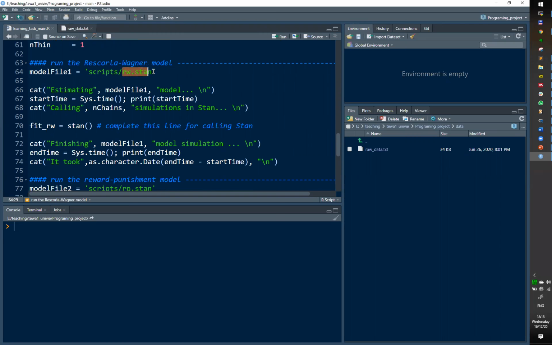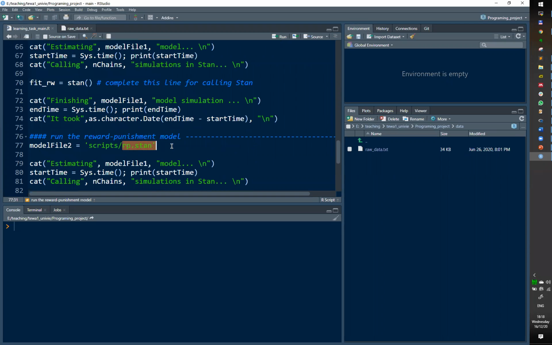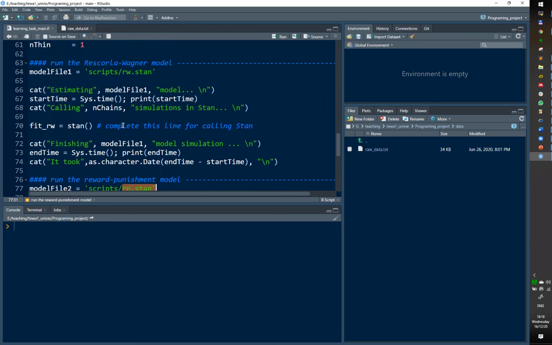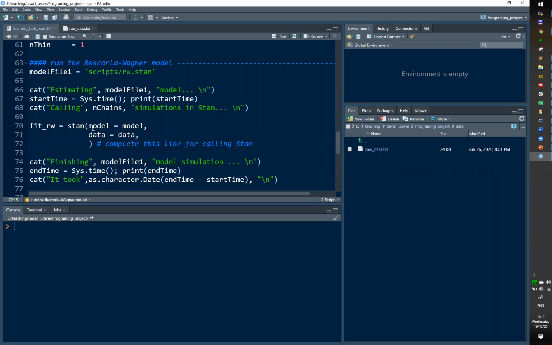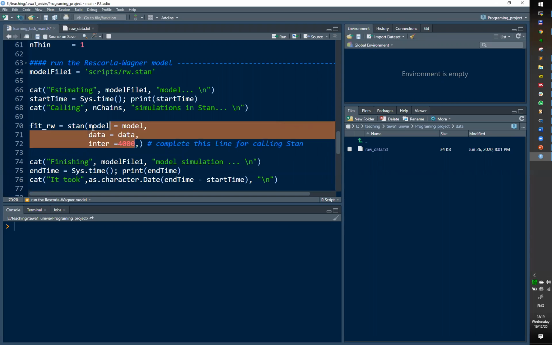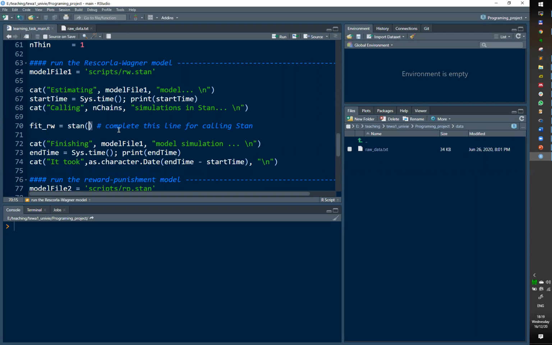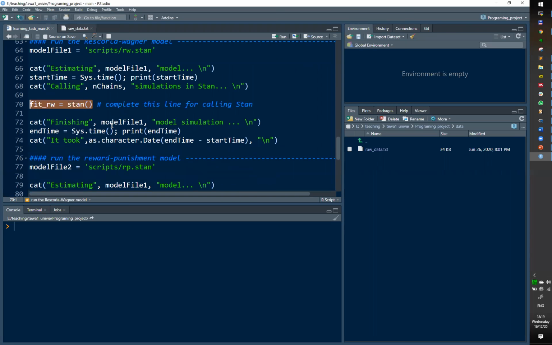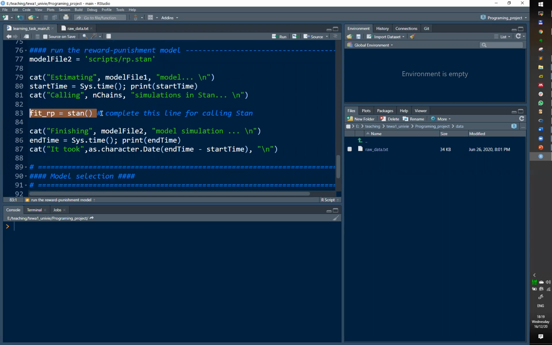We have 2 models, simple Rescorla-Wagner and the RP for the reward punishment. What is missing is this one here. This is the place where you need to complete something. So go back to our previous exercises to see how we call the Stan model. You just basically say, well, model is what, and data is what, right? And how many iterations, 1,000, something like that. So you complete this part. Simply copy paste from the previous exercises. And you do the same for the second model.